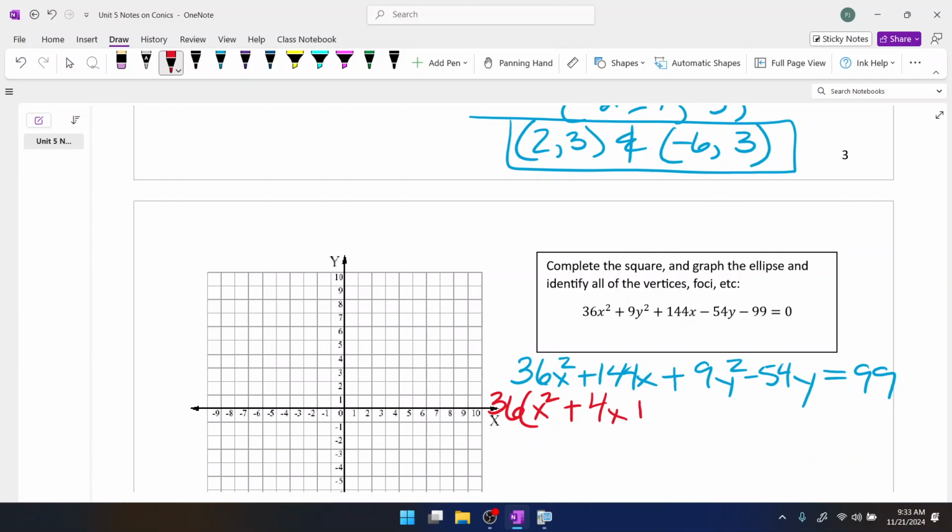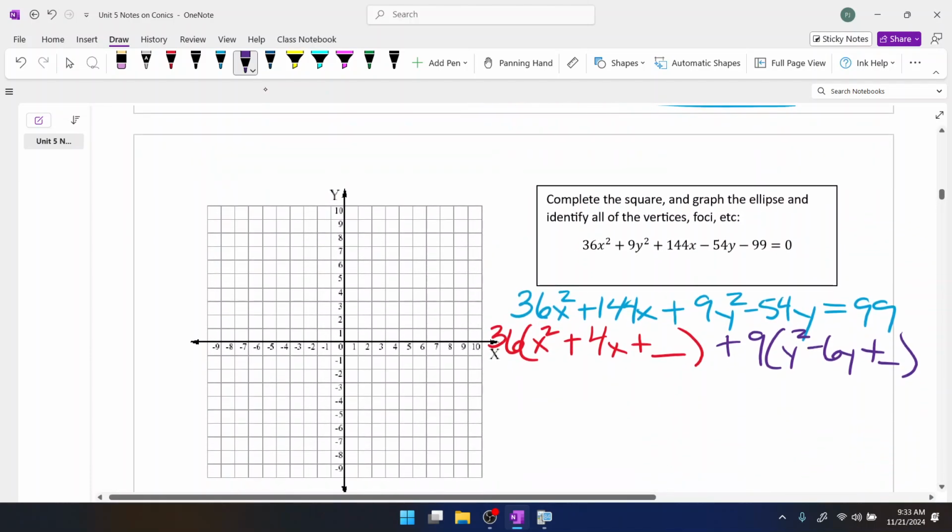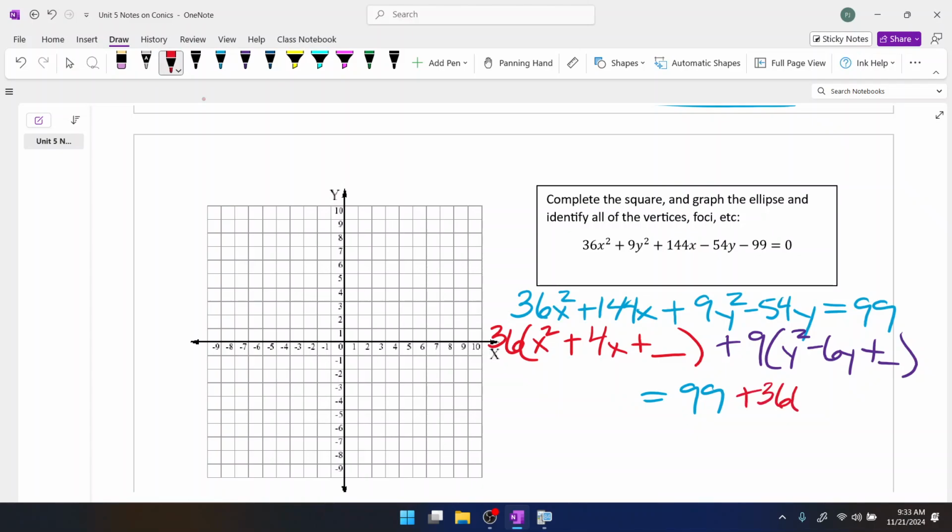So x squared plus 4x plus a blank, plus 9, and it'll be y squared minus 6y plus blank. And the other side will still equal 99, but you're going to be adding not just what you put here, but 36 times that on the x end, and 9 times whatever it is on the y end.